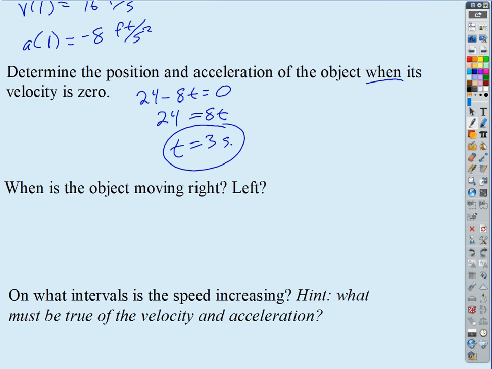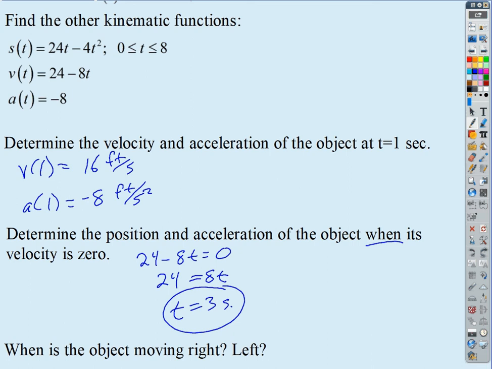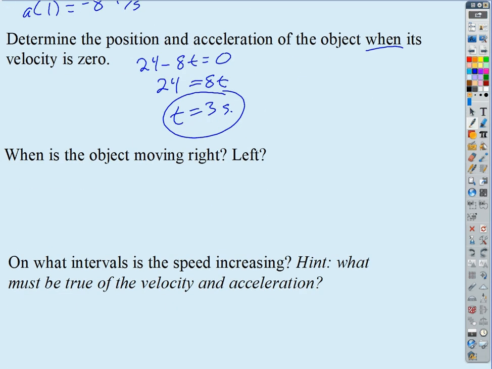Okay, what about this one? When is the object moving right or left? Anytime after, it's moving left. Okay, anytime. How come? You're right, but how come? Because the acceleration's negative, so anytime past 3 would be moving left. Okay, so if the object is moving right or left, which kinematic quantity are we interested in there? What's telling us if the object's moving right or left? Velocity, okay? Moving to the right means what about the velocity? Positive. Moving left means negative.